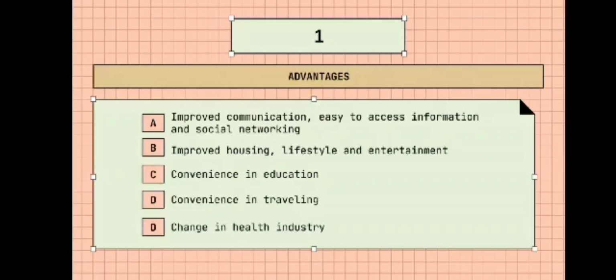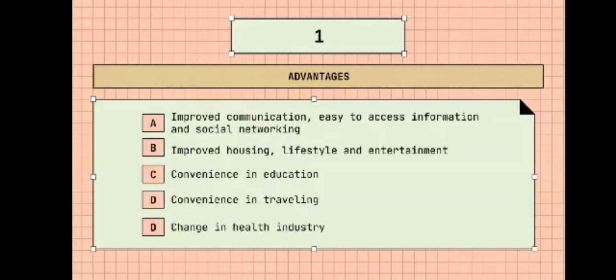B. Improve housing, lifestyle, and entertainment. Home activities equipments are automated and more versatile. C. Convenience in education. Education through online courses and other web-based seminars serve as avenues to reach almost every corner of the world. The convenience in traveling.